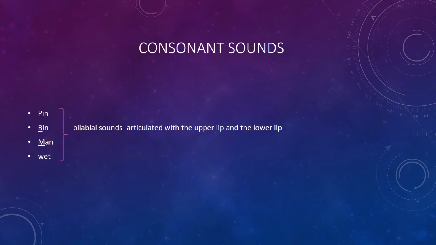Here we are going to take a look at a set of consonant sounds which are produced alike: p, b, m, w, as in pin, bin, man, vet. All these consonant sounds are known as bilabial sounds because they are articulated with the help of both our lips, with the help of the upper lip and the lower lip.